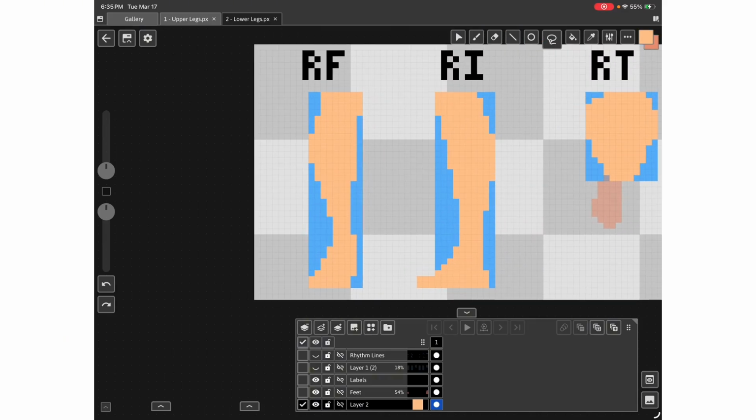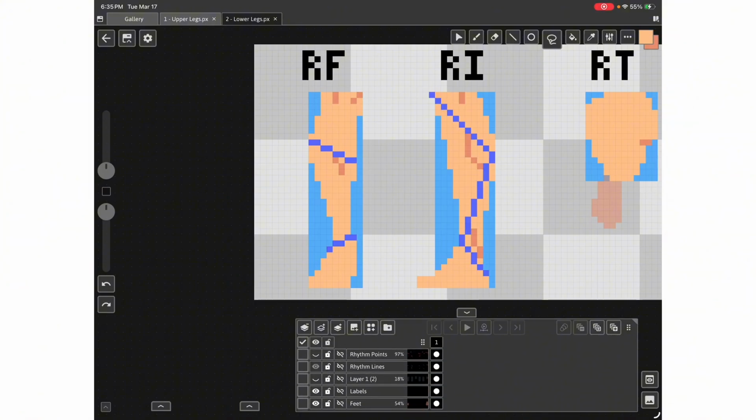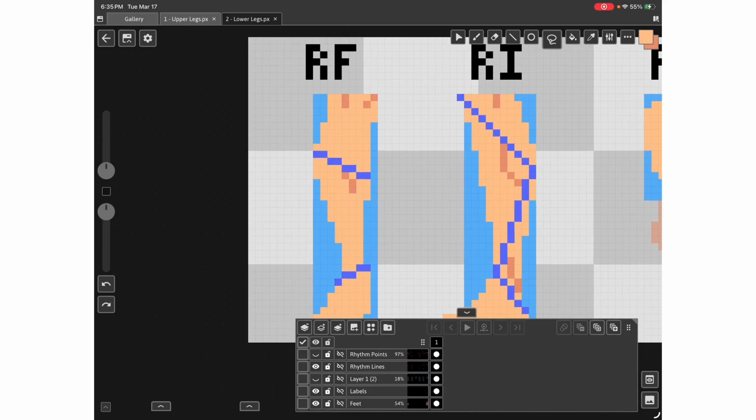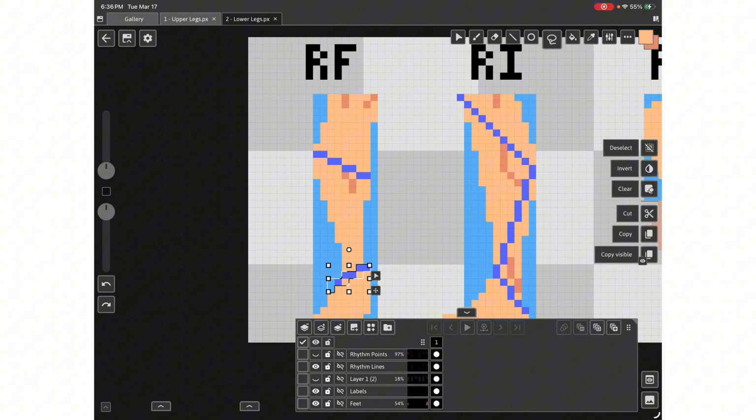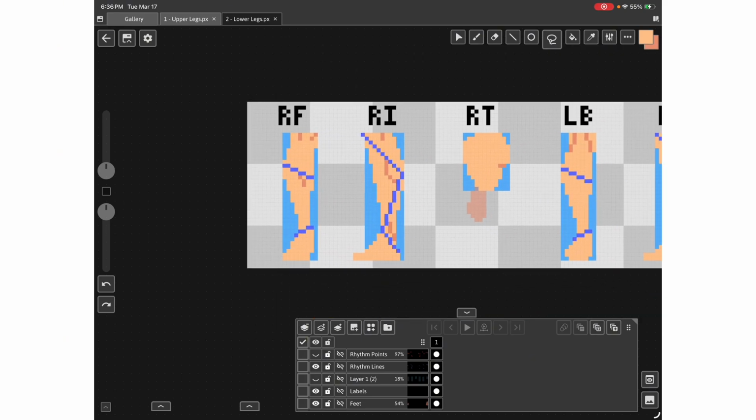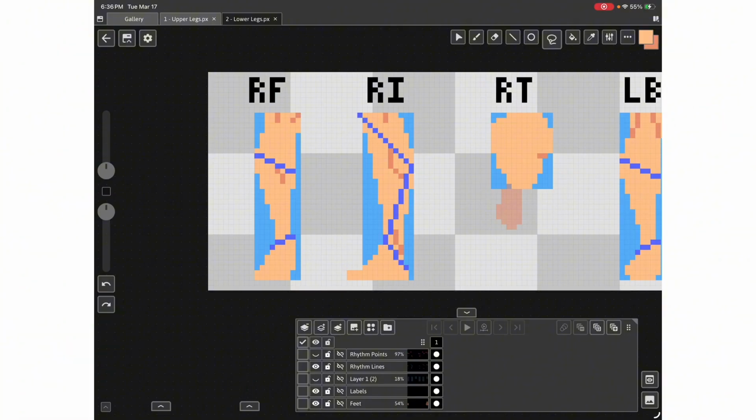Okay, let me go ahead and turn on the shadow and turn on the rhythm line. So you see the apex of the outer calf is here and it goes down here. And the apex of the inner ankle, which I already went over, is higher and the outer ankle is lower. Okay, moving on.